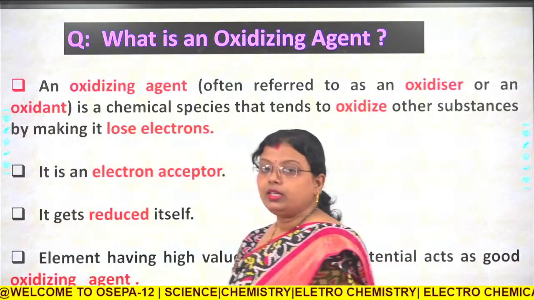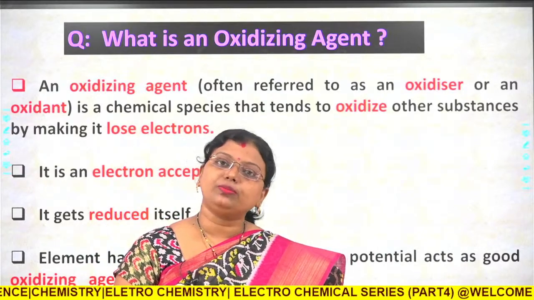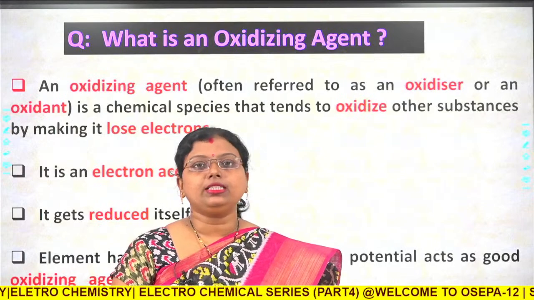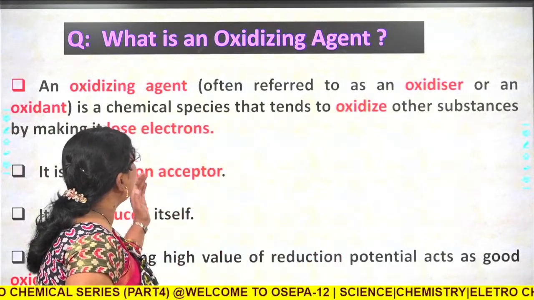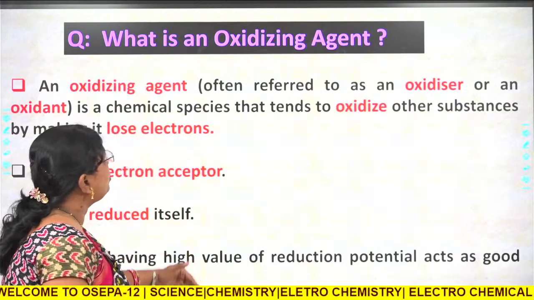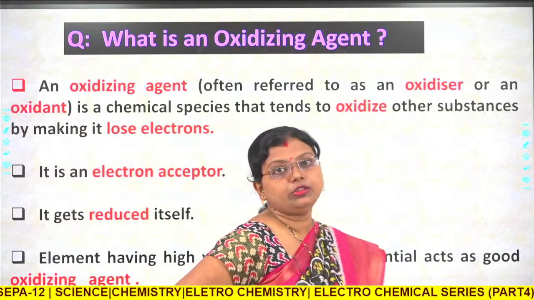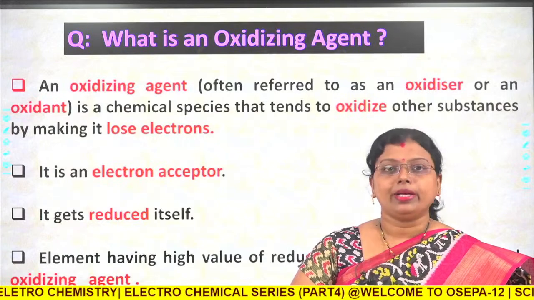Then what is an oxidizing agent, what is a reducing agent? First you should know. Most of the students know what an oxidizing agent and a reducing agent are, but for those students who have forgotten, I want to just recall your memory, because if you do not know about oxidizing agent and reducing agent, then it will create a problem in understanding the electrochemical series.